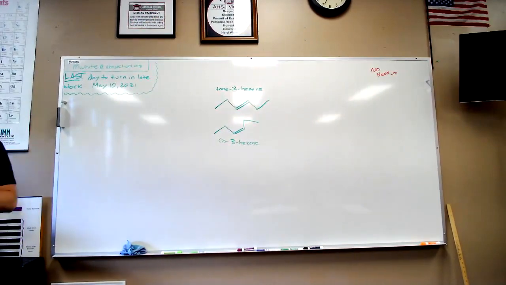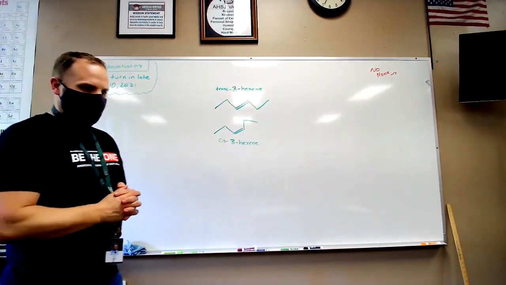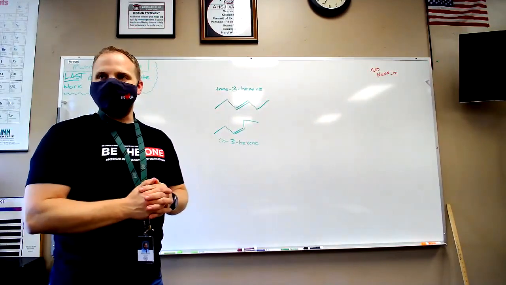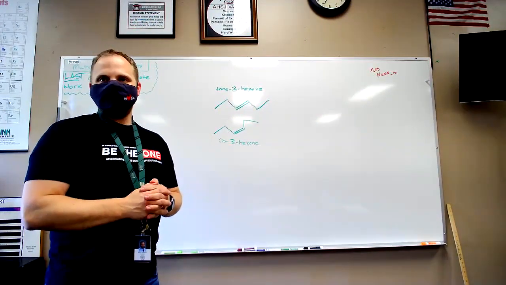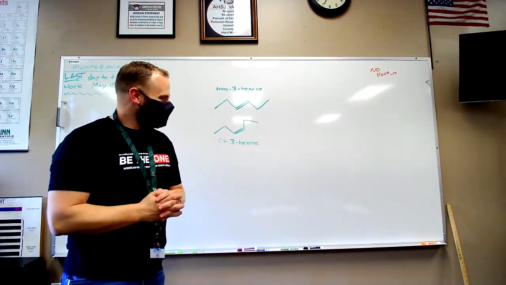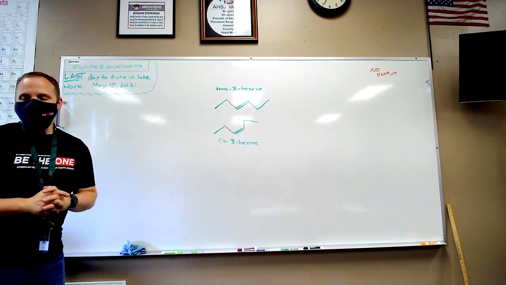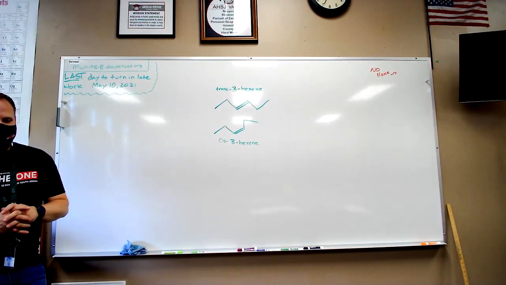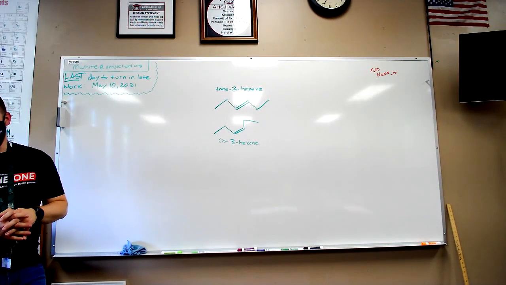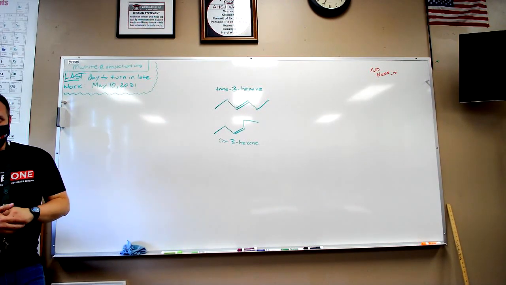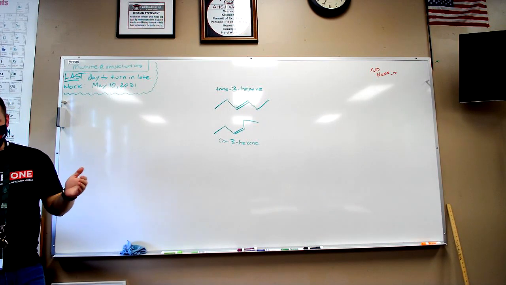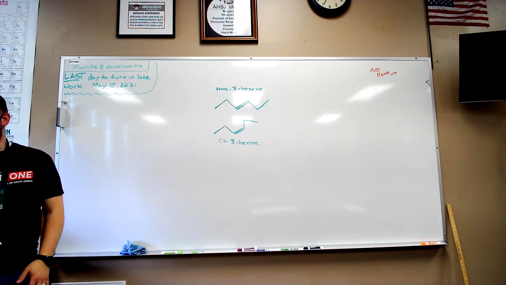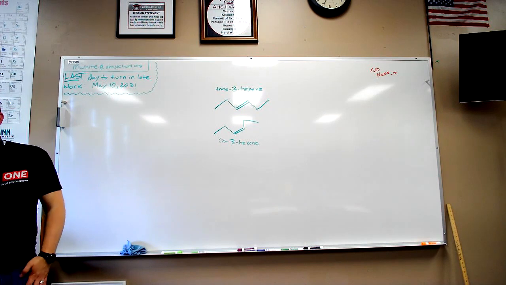Okay. Are we all thoroughly confused? Really, it's just a matter of, if you have a double bond, determine whether those carbons come off the same side or off opposite sides of the double bond. Okay, that's really all it is.